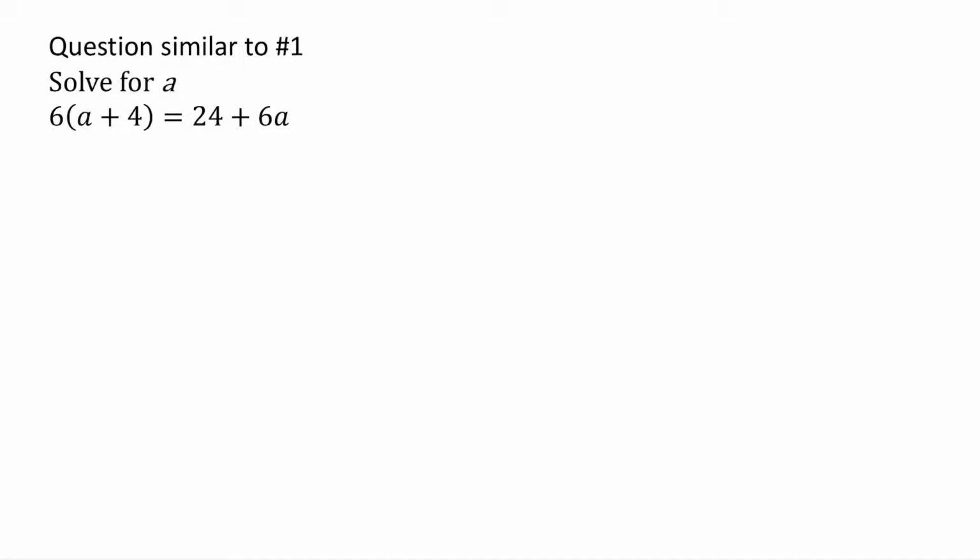In this video, I'm going to go over problems that are similar to what's in your 1.04 quiz. So this question is similar to number 1. It says solve for a, and it says 6 times a plus 4 equals 24 plus 6a. So remember, our steps when we solve multi-step equations with a variable on both sides is to distribute, combine like terms, move all the variables to one side, then add or subtract to isolate the variable, and then multiply or divide to isolate the variable.